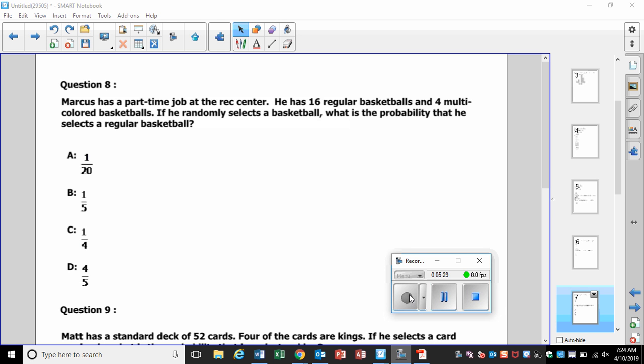Question 8. Options are choice A, 1/20, choice B, 1/5, choice C, 1/4, or choice D, 4/5.